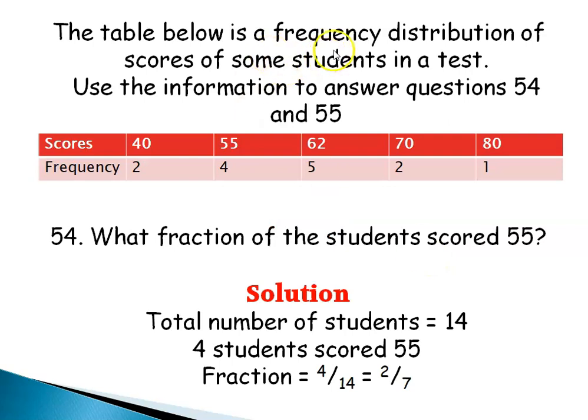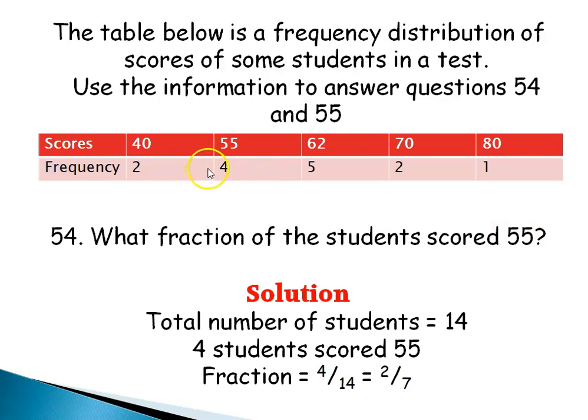The table below is the frequency distribution of scores of some students in the test. Use the information to answer questions 54 and 55. So we have their scores and their frequency. For 40 you have 2, 55 you have 4, 62 you have 5, 70 you have 2, 80 you have 1. Question 54 now says, what fraction of the students scored 55? What fraction of the students scored 55?